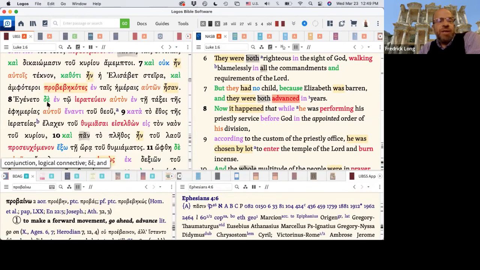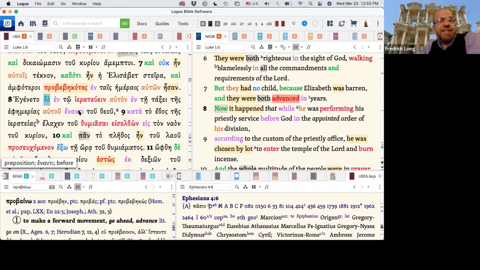So, and it happened. Now here we have an advancement of the story. Next step, de. So de indicates a new step. So in his service, en te taxei, in his serving, in the order tes ephemerias autou, in his division before the Lord.